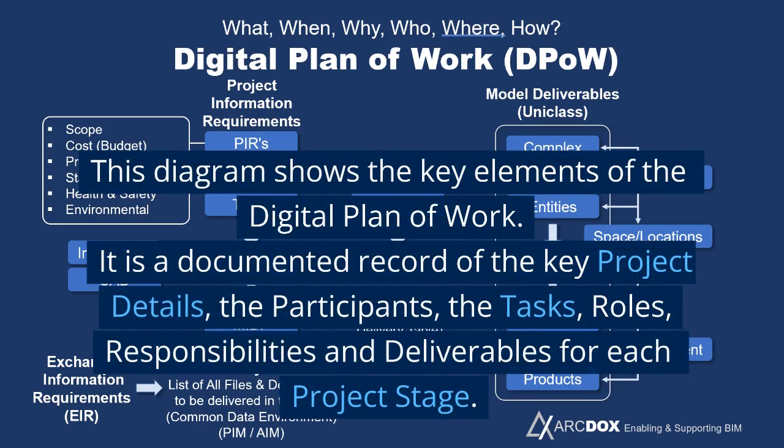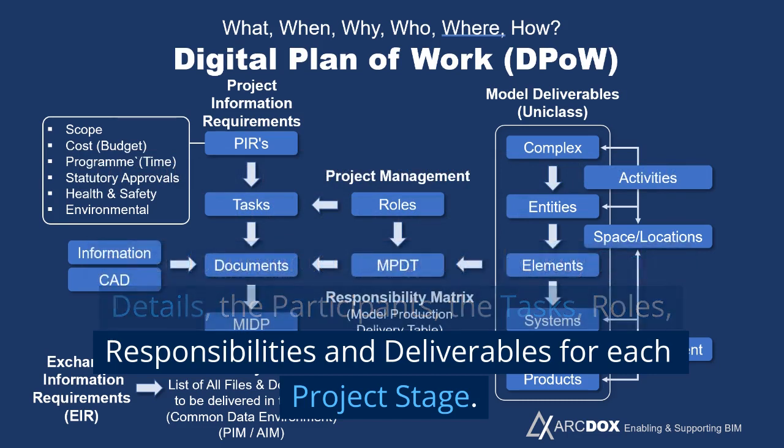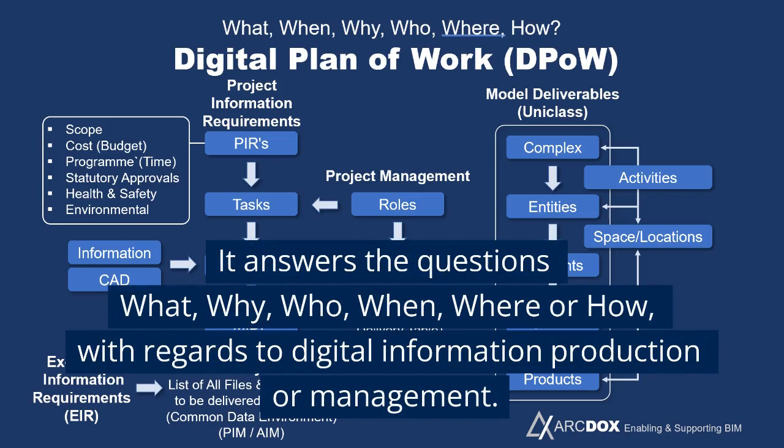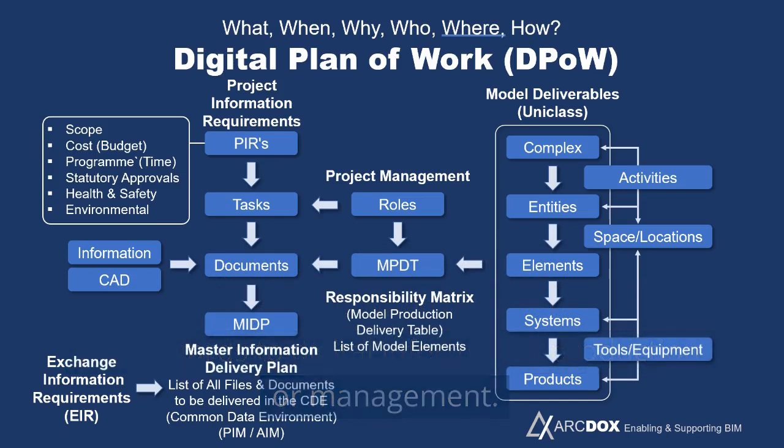This diagram shows the key elements of the digital plan of work. It is a documented record of the key project details, the participants, the tasks, roles, responsibilities and deliverables for each project stage. It answers the questions what, why, who, when, where or how, with regards to digital information production or management.